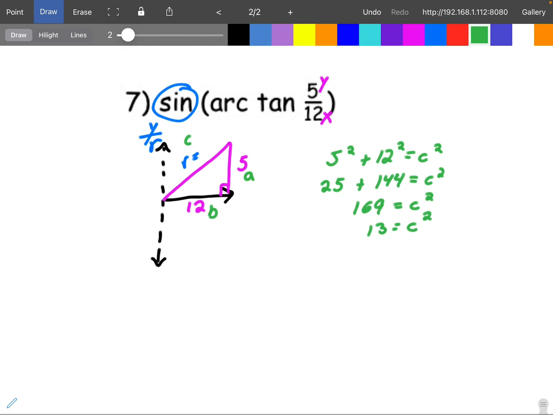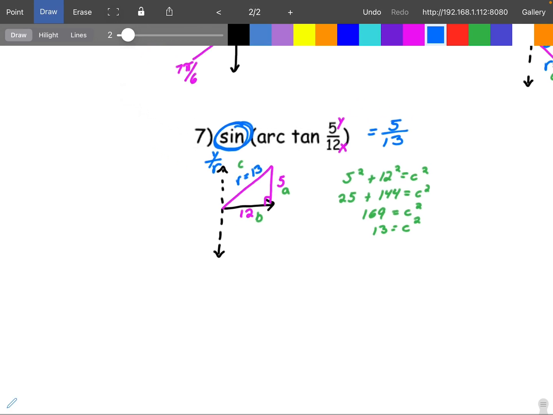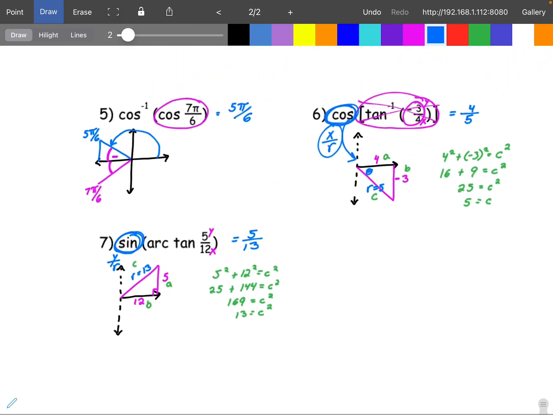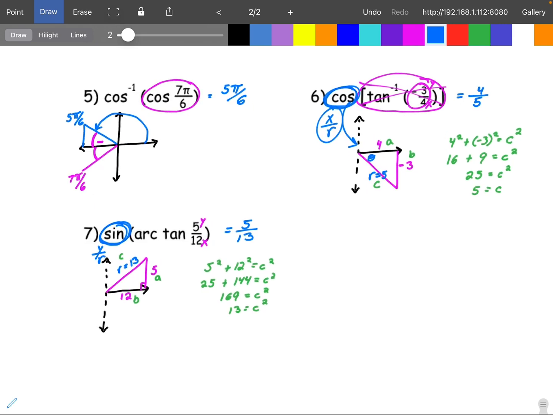Now, those don't always come out to be nice, neat numbers. It's possible you could get a radical, and that's okay. We know how to set up fractions with radicals and rationalize them if we need to. But in this case, it comes out nice and neat. So r is simply 13. So to do sine for that triangle, we're going to do y, which is 5, over r, which is 13. And so then that would be our answer.